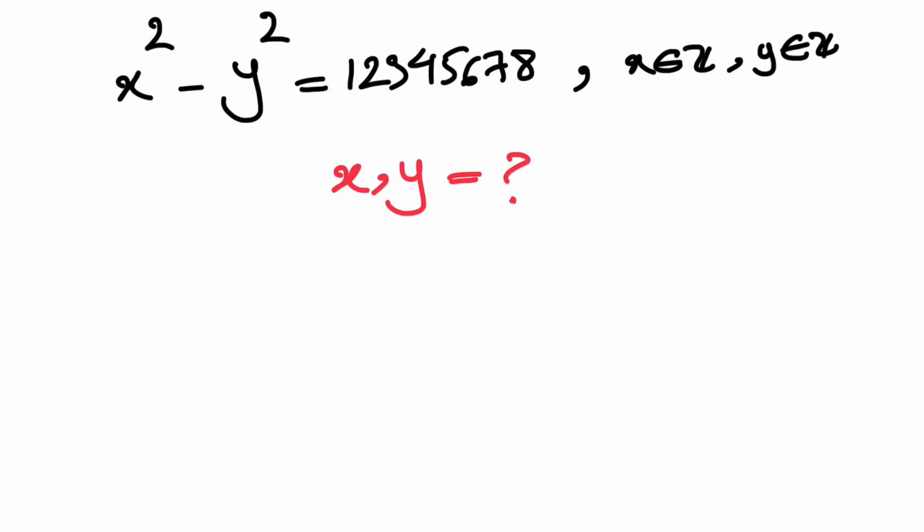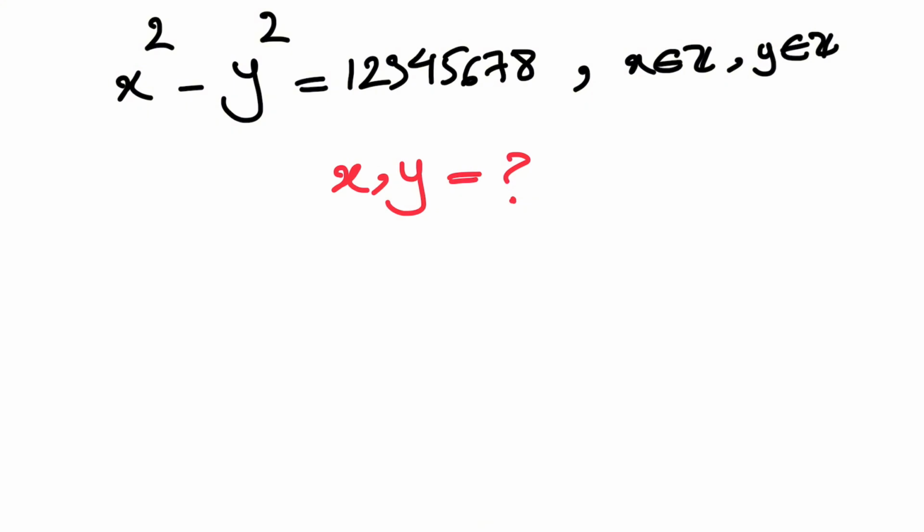Hey guys, this is going to be a fun one. We have x squared minus y squared is equal to 12345678. And we know both x and y belong to integers, and we have to figure out the value of x and y. So looking at this, we'll see that we have one equation with two unknowns.